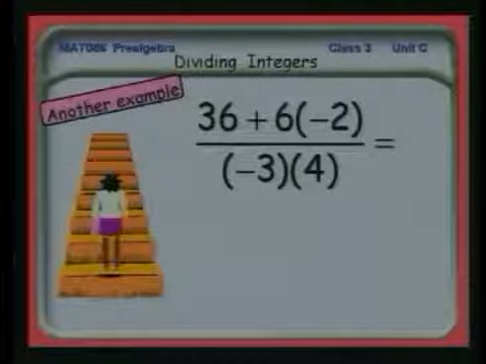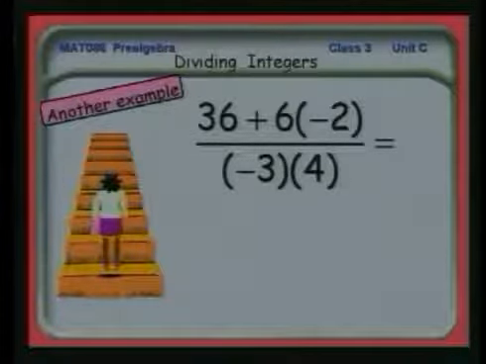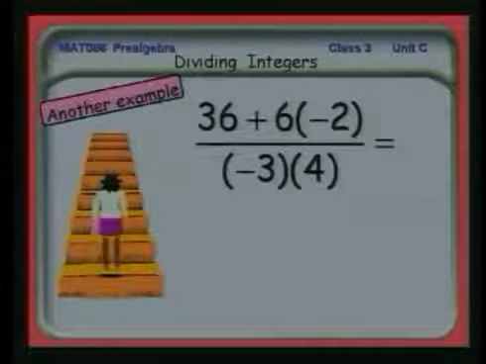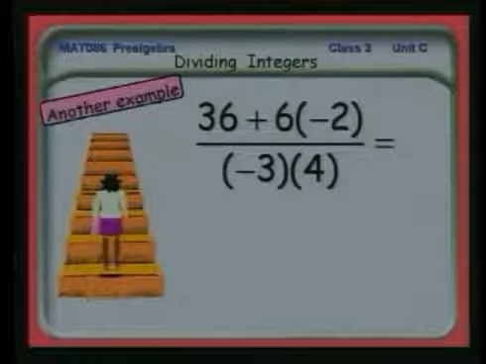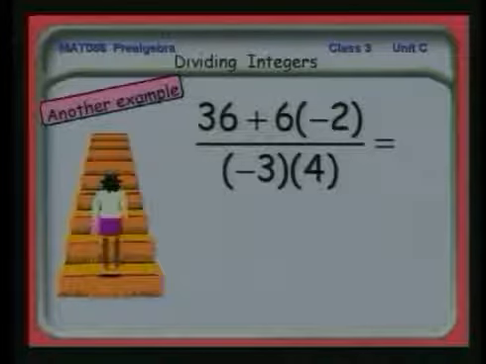In this example, we have 36 plus 6 times a minus 2 divided by minus 3 times 4. You may notice at the left we have someone climbing some steps. And what I wanted to indicate here is this is another example in which you can't solve it all at once or at one step. You need to do it little by little.